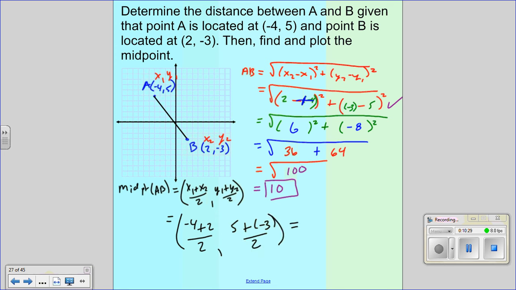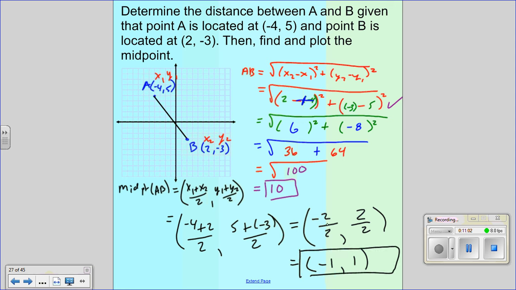So now, again, just like with the other midpoint, you got to take care of the top first. So it would be a negative 4 plus 2, which would give us a negative 2 for the first part of the coordinate. And the second part says 5 plus negative 3, which would give us a positive 2 over 2. And then you would take negative 2 divided by positive 2, you get a negative 1. Positive 2 by positive 2 is a positive 1. So the midpoint is negative 1, 1.